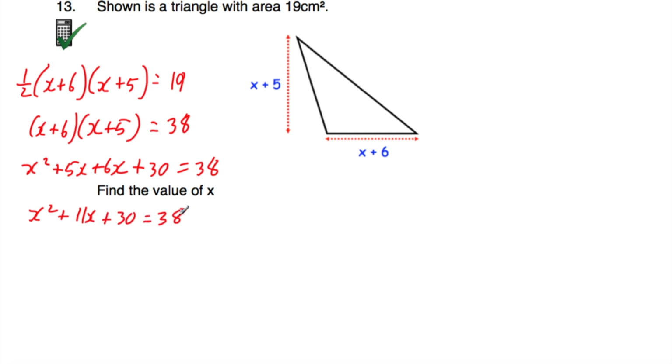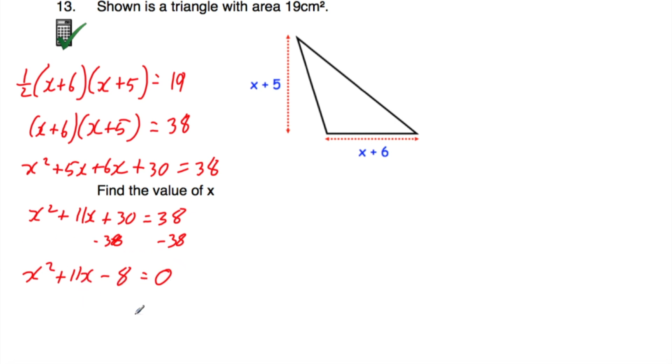And we want this to equal 0, so let's take away 38 from both sides. So take away 38 from the left hand side, and let's take away 38 from the right hand side. So on our left hand side, we're going to have x squared plus 11x, and then we had 30, we're taking away 38, so it's going to be minus 8. And then on the right hand side, we had 38, we're taking away 38, that's equal to 0. So we've got x squared plus 11x minus 8 is equal to 0.